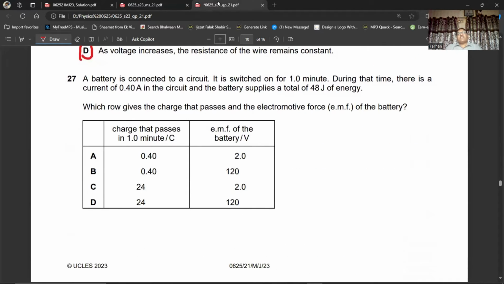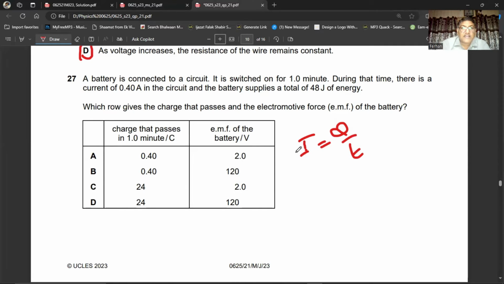Question number 27. A battery is connected to a circuit. It is switched on for 1 minute. During that time, there is a current of 0.40 ampere in the circuit, and the battery supplies a total of 48 joule of energy. Which row gives the charge that passes and the electromotive force EMF of the battery? You know, there are two calculations involved here. We know the time, we know the current. So you know I is equal to Q by T. So from there, I can tell you the amount of the charge, that is Q, charge divided by time.